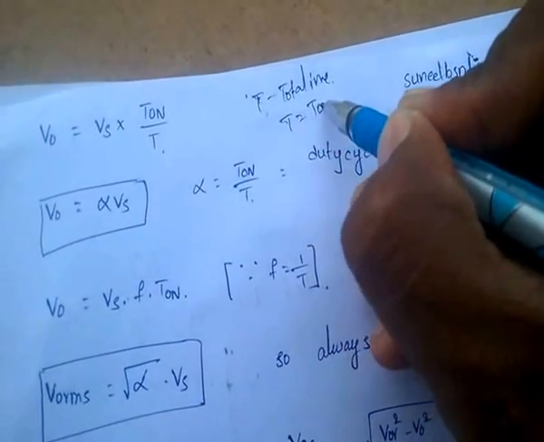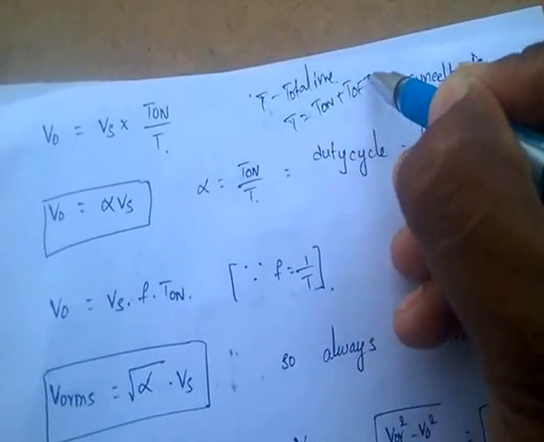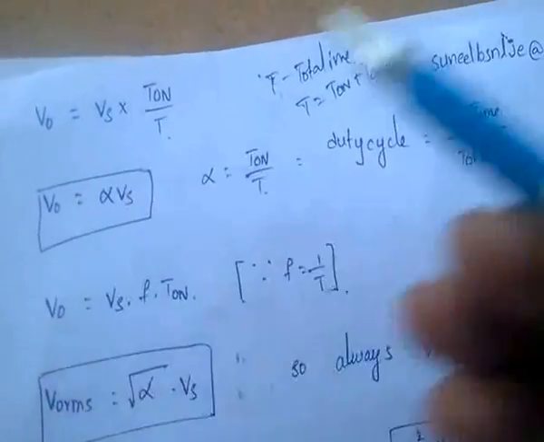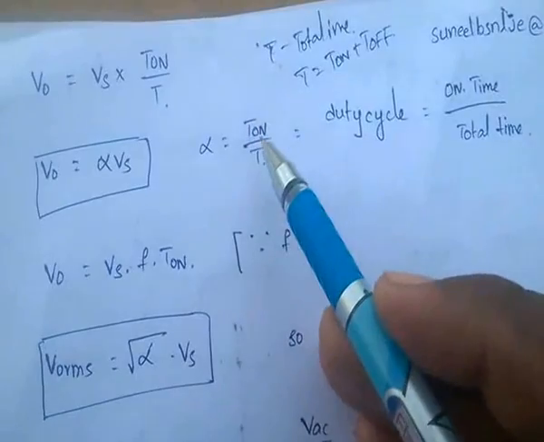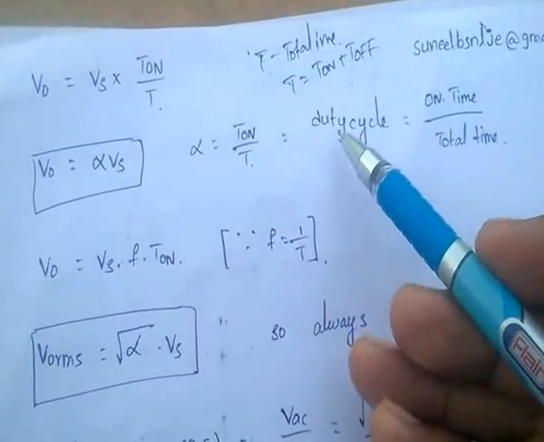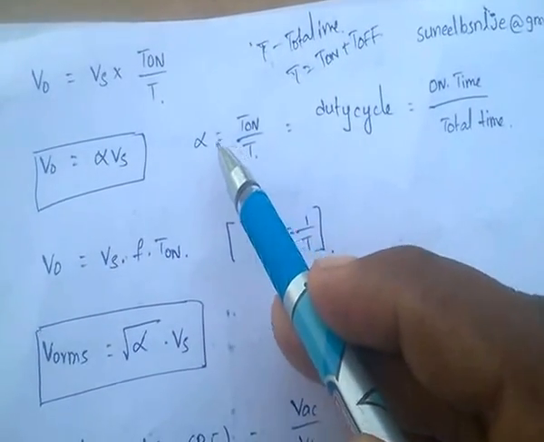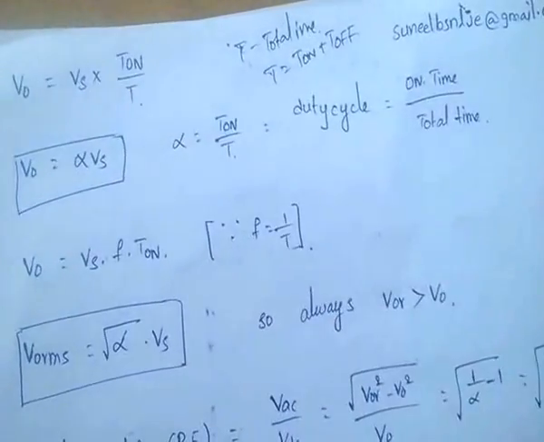T equal to T on plus T off. That is V naught equal to alpha into Vs. Alpha into Vs, where alpha is nothing but T on by T. That is, alpha is nothing but the duty cycle. It is the ratio of on time to total time.